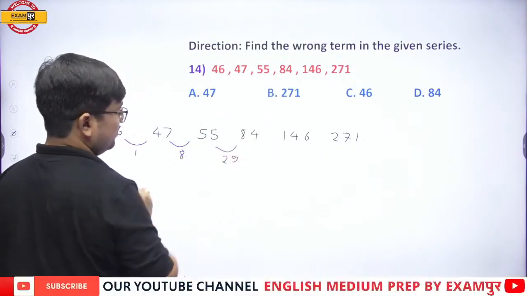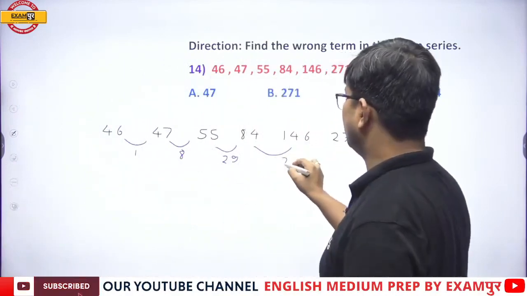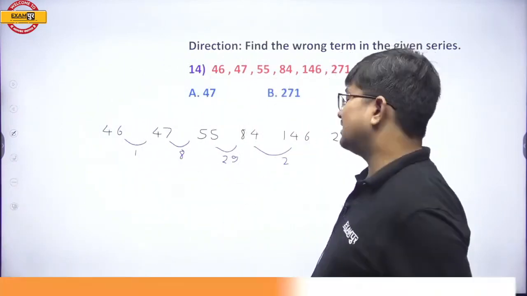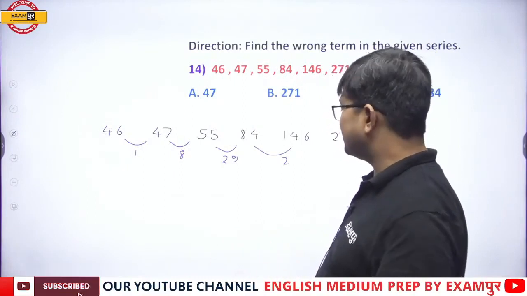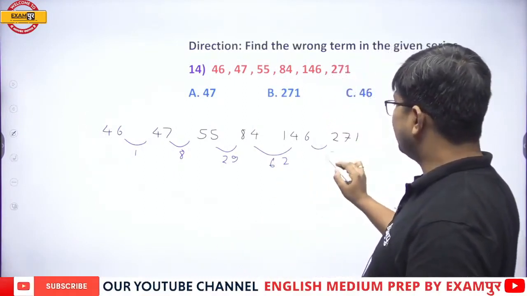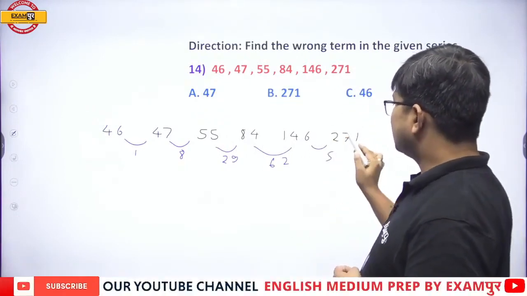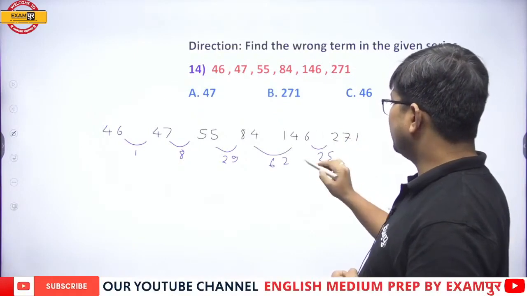It's 29. Okay, let us see. Here, what is the difference? From 84, if you add 2, you will get 86. 96, 106, 116, 126, 136, 146, 62. Here, the moment you add 5, you will get 151. So basically, 11 minus 6 is 5. 6 minus 4 is 2. And 2 minus 1 is 1.